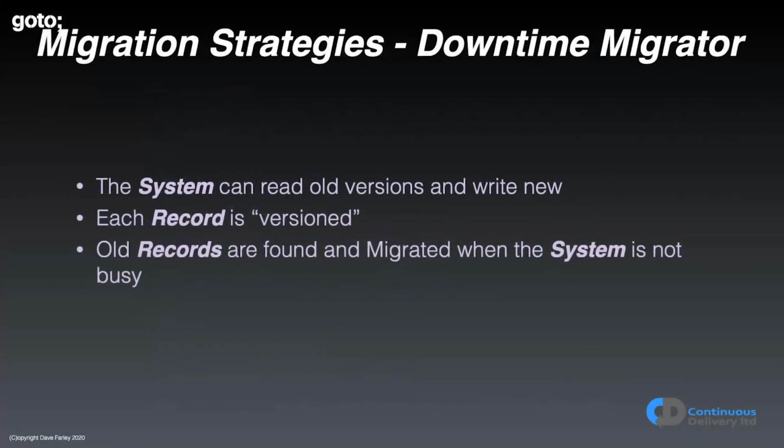Next, downtime migrator. The system can read old versions and write out new, as before. Each record is once again versioned and has an ID, so a version number, so we can kind of know what version it's at. Old records are found and migrated when the system's not busy. So during downtime in the system, it just goes on in the background and starts looking for work to do to migrate.